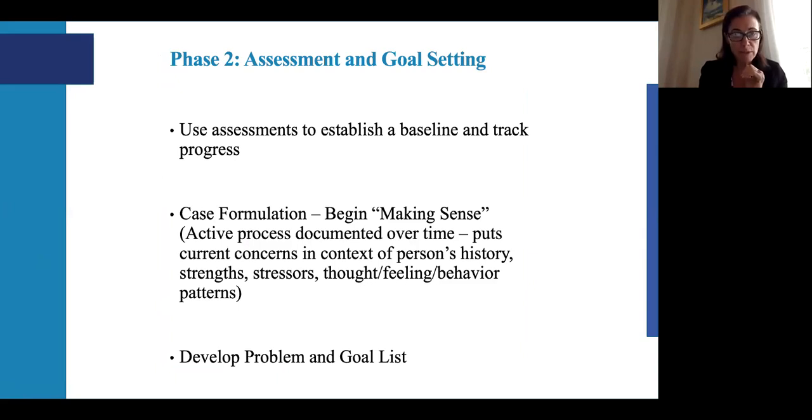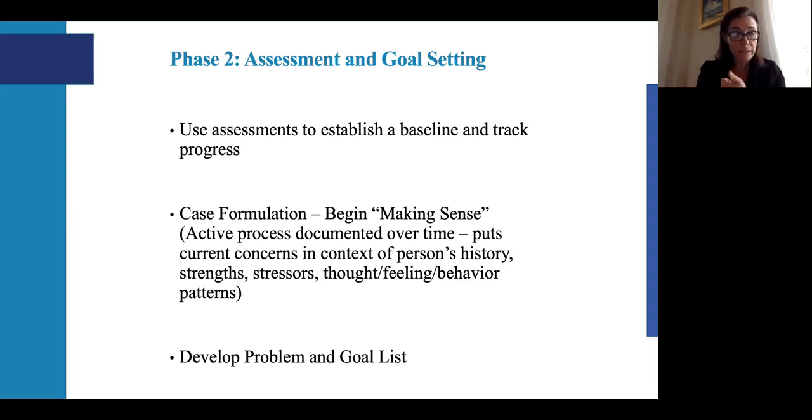So now when we talk about assessment, what we're going to be thinking about is actually using measurement-based care, right? So when we talk about using self-report surveys, or mostly clinical interview-based surveys or assessments, we're trying to do a few things.